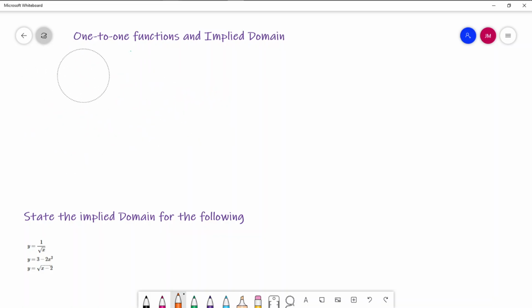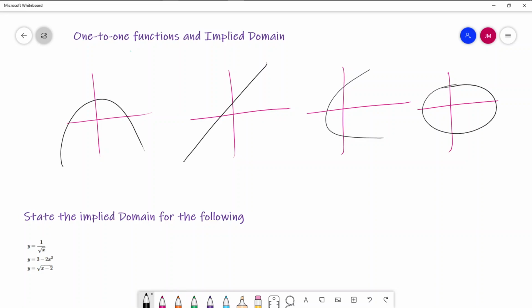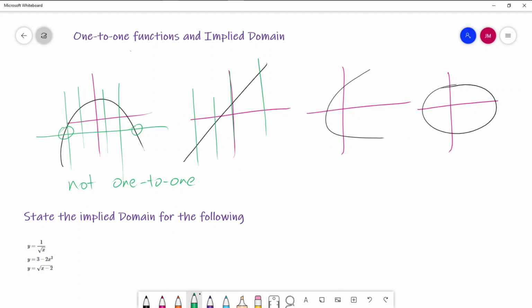So let's have a look at a few quick examples. Let's look at these four graphs here. If I asked you which of these are one-to-one functions, the first thing you do is check with your vertical line test and go, yep, passes that, so it is a function. However, I cross it here, so that is not one-to-one. This one passes the vertical line test, happy days. It doesn't cross more than once, so this is a one-to-one.